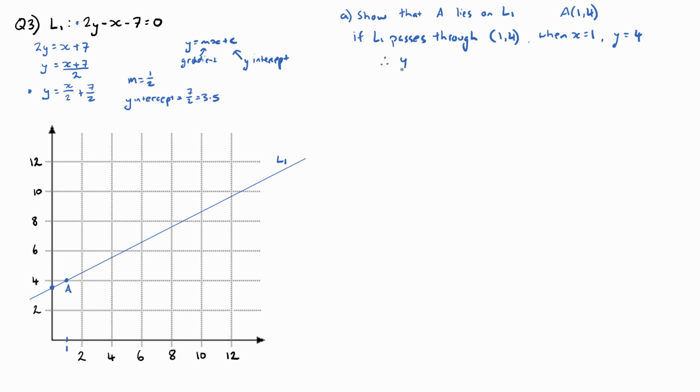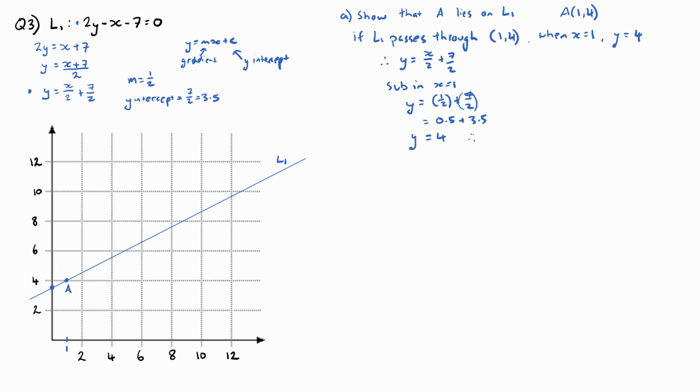So therefore, y is equal to x on 2 plus 7 on 2. And now I sub in x equals 1 to see if y is going to equal 4. So y is equal to 1 on 2 plus 7 on 2. Now these are fractions, so I'll just convert them to decimals so it's clear. 1 on 2 is 0.5 and 7 on 2 is 3.5, and 0.5 plus 3.5 is 4. And that looks good. So when x equals 1, y equals 4.